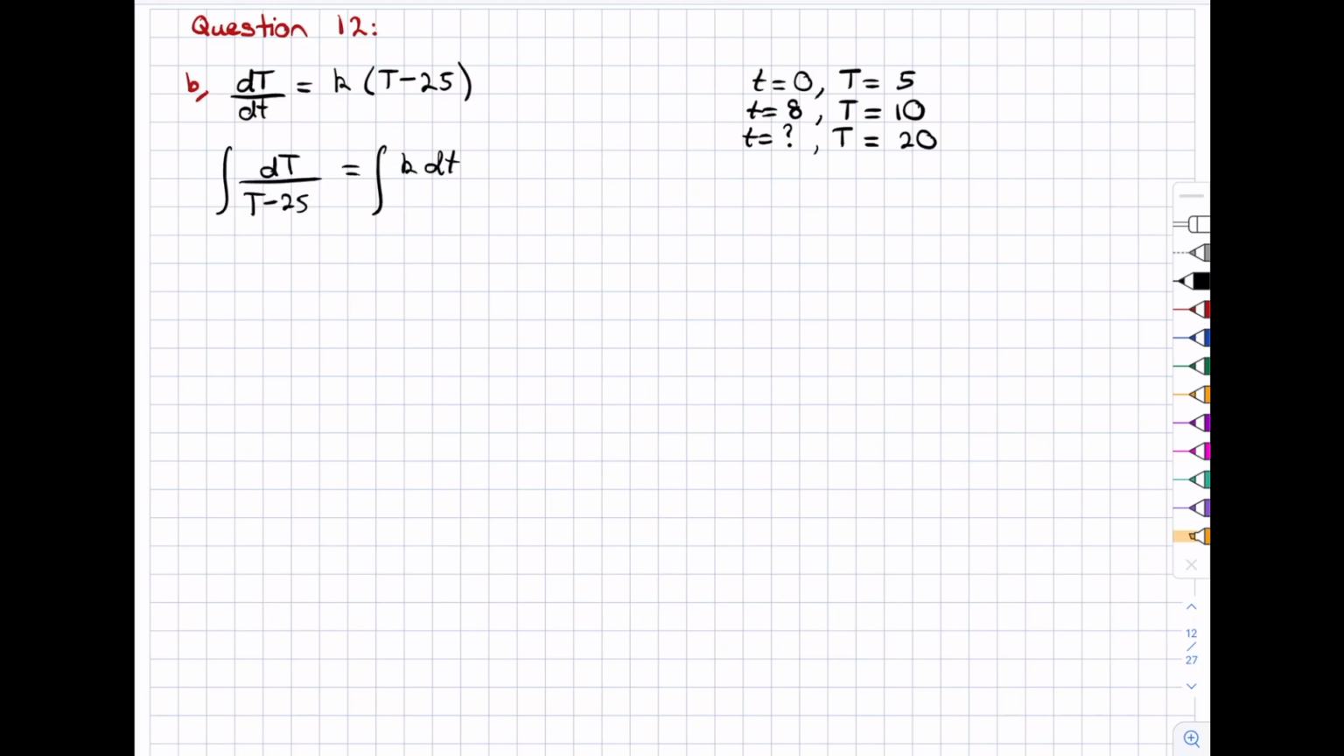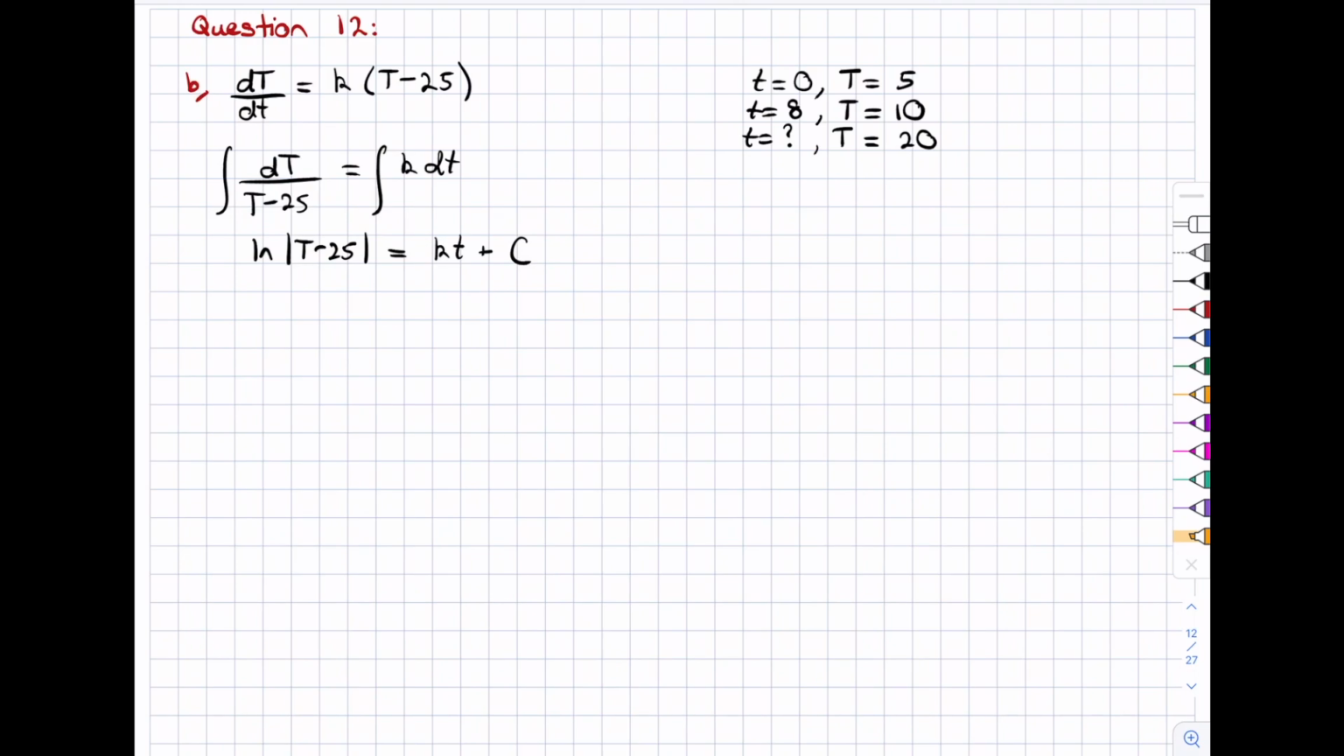The left-hand side, integrating this gives me log of |T minus 25|, but I need to be careful. I must have absolute value signs there. It's actually quite important in a question like this, and we'll see why in a moment. And then that's going to be equal to k times t, and I need a constant on either side, so I'm just going to put it on my right-hand side here, plus C. Now I've got two constants, lowercase k and capital C, and I need two equations in order to work out those constants. And how convenient for us that we've got two bits of information which would help us set up two equations.